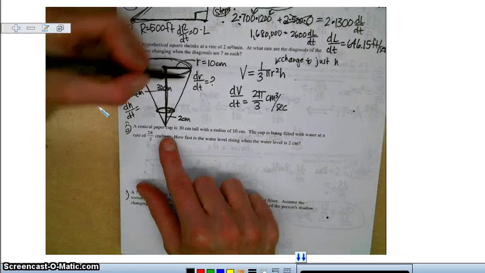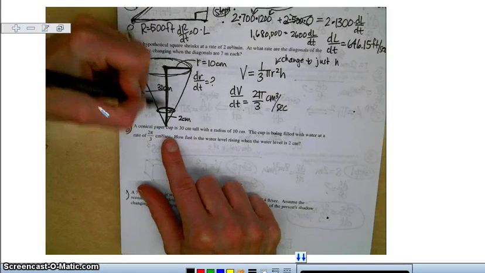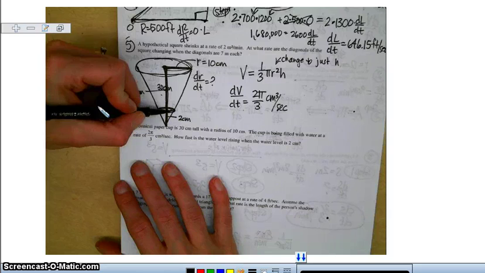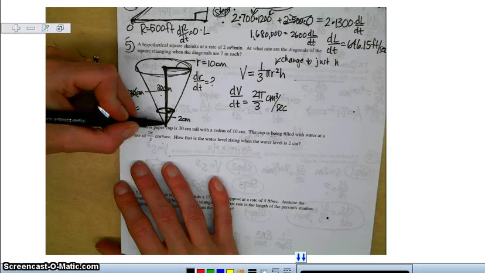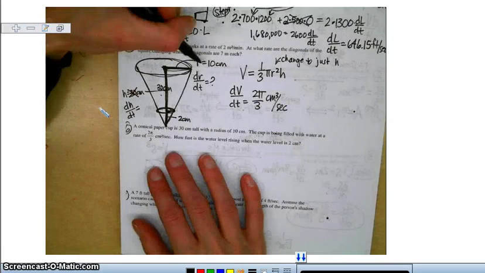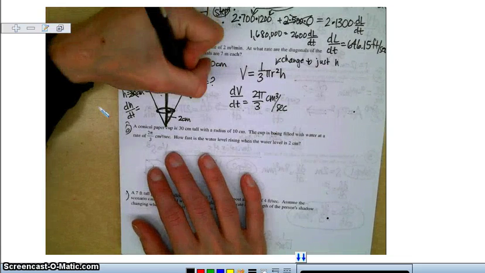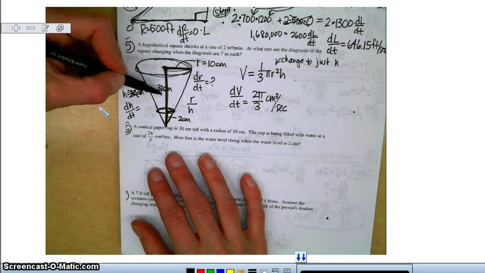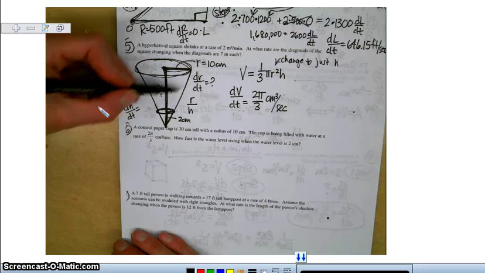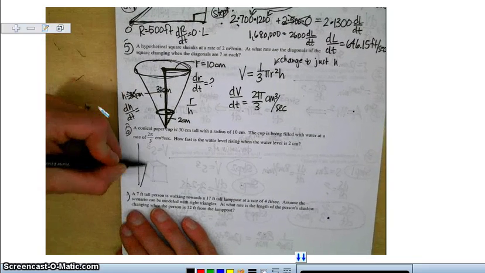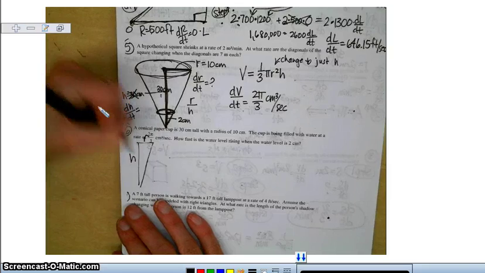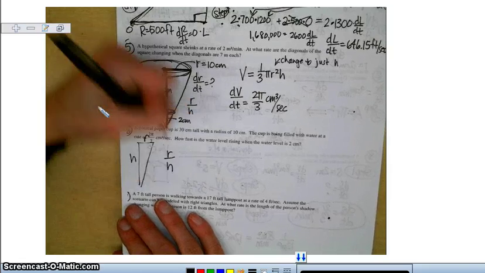So here's what I know. You see this big triangle right here? The 10 and 30? Isn't this little triangle in here similar? So we're looking at a ratio of radius over height. Would you agree? Radius over height? Or height over radius. It really doesn't matter. So for this similar triangle, I'm just going to draw it right down here. We've got radius and height. That's the main thing. So radius over height.